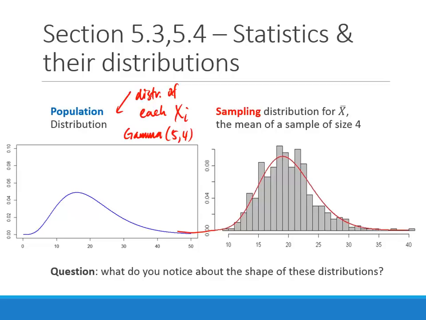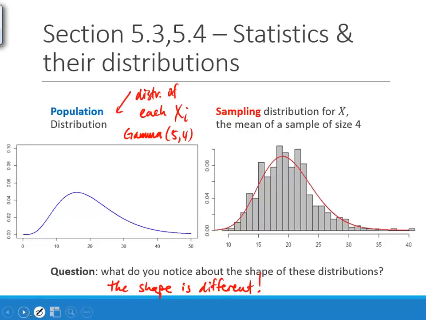So the point that I wanted to make here is that the shape is different, right? The shape is changing. So the shape of the sampling distribution is not necessarily going to be the same as the shape of the individual distribution for each of the xi's that I have here. So that's the point of this slide, that the shape is changing.